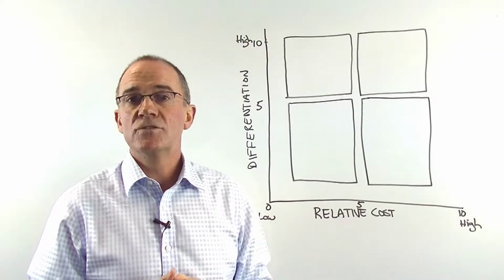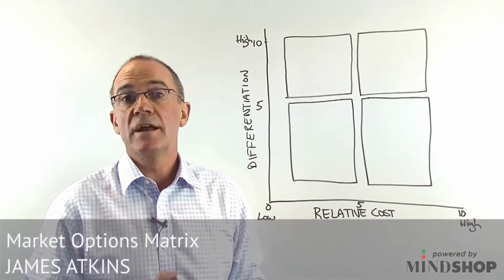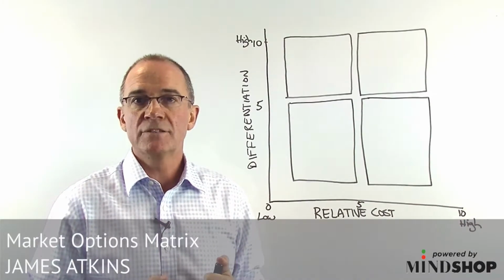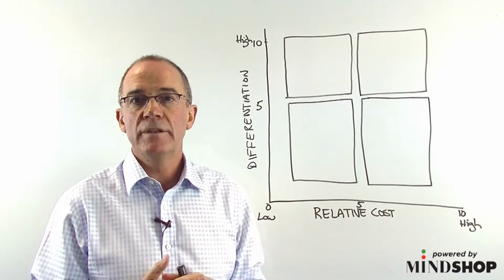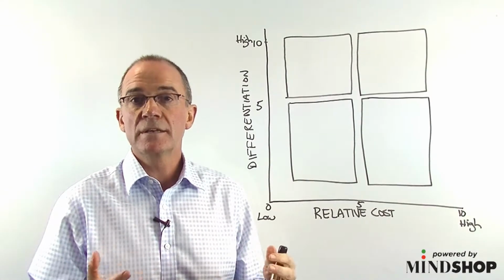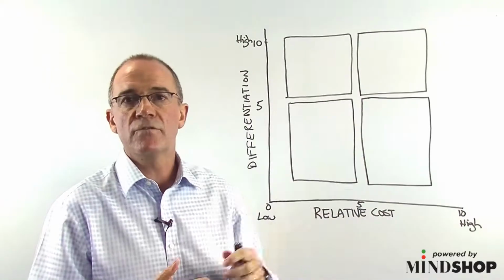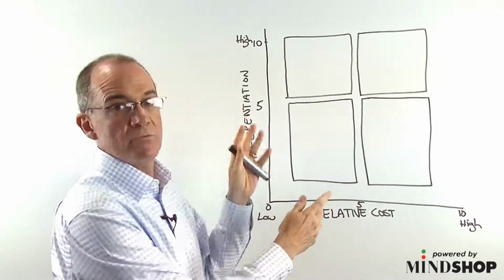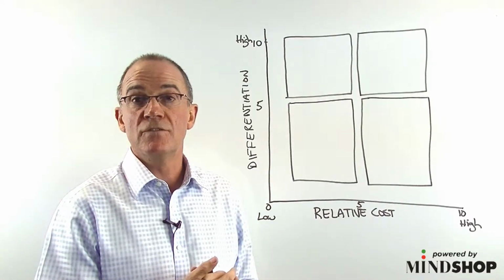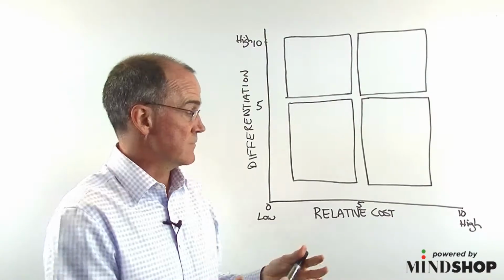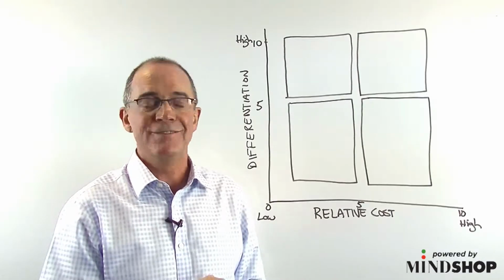A really effective tool to help you refine and develop your sales and marketing strategies is the market options matrix. And it's based on fitting your business and your products and services into four generic areas based on two parameters. First parameter is based on how does your product or service compare from a cost perspective? What's the relative cost to the alternatives in the market?